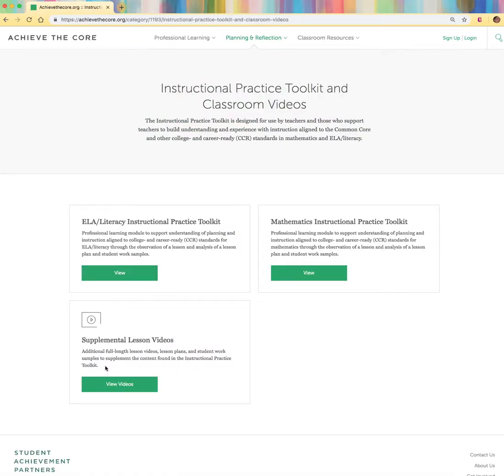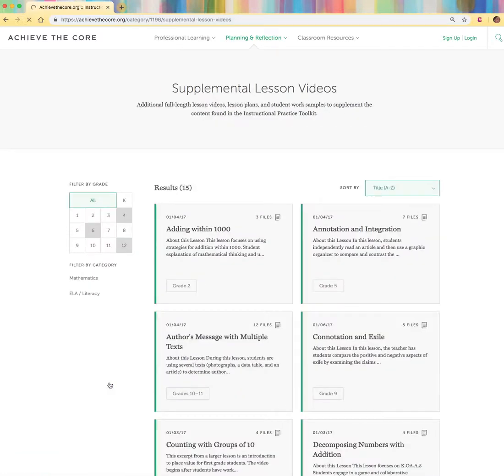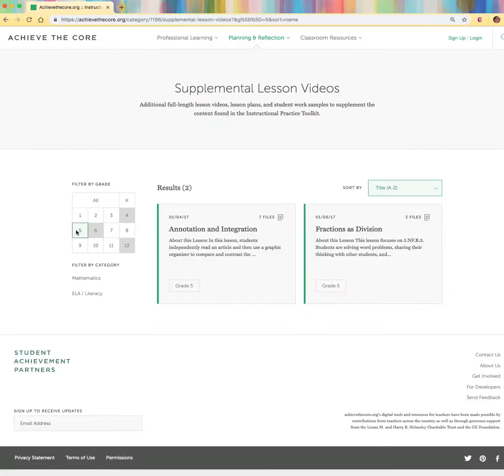At the bottom, you will see a link for supplemental lesson videos. Click View Videos. Now, do you see this right here? This is the filter. I can filter this by grade level. I can also filter it by category. So for this, I'm going to select grade 5. Now notice there's just two results. There's one ELA result for annotation and integration, and there's one mathematics result for fractions as division.